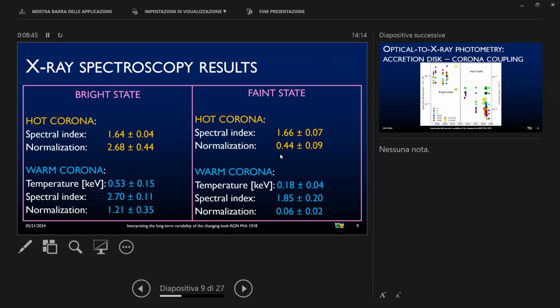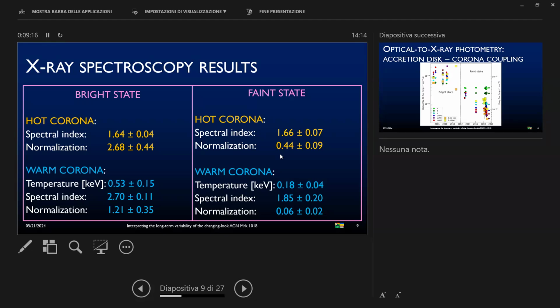So this is telling us that the emission from the hot corona just becomes fainter, while the warm corona possesses the biggest variability, where the temperature decreases, the spectral index decreases, and the normalization basically goes to zero. So this is telling us that what is causing the variability in Mrk alternating is very likely something related to the warm corona. And since now we have two results, one is that the coronal emission is lower, but also the warm corona is cooler. We now want to understand why this is so.